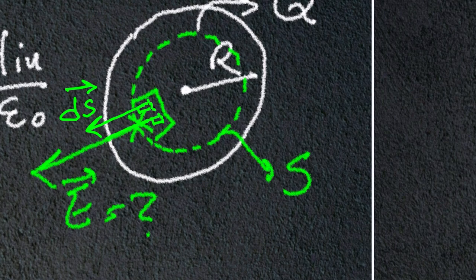I consider this area very small, to consider the electric field at all points here as a constant vector. This is why we consider a small area here. At all points, the electric field is constant. And you know that the angle between ds and E is 0. So this angle is 0 here.